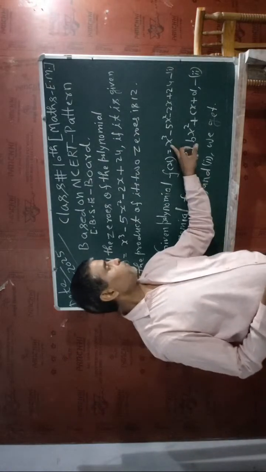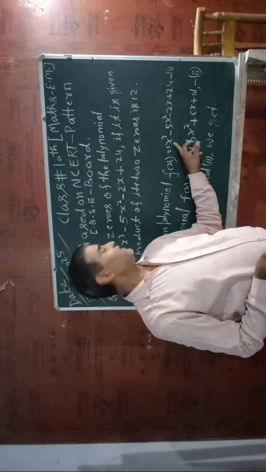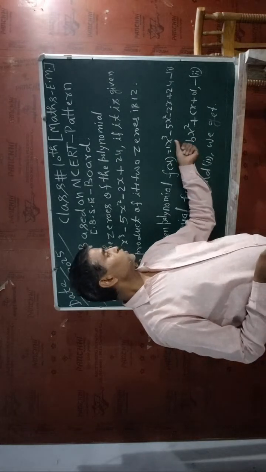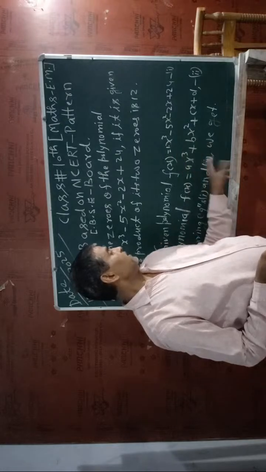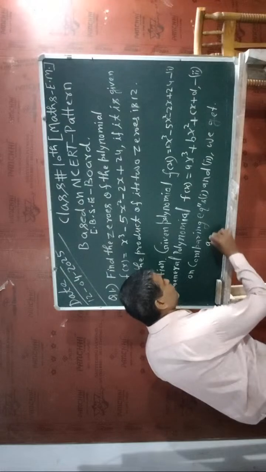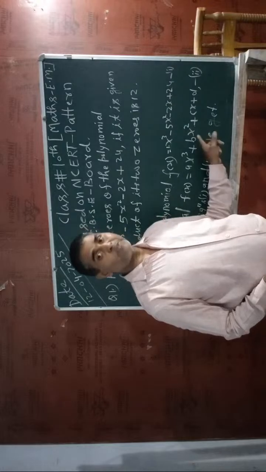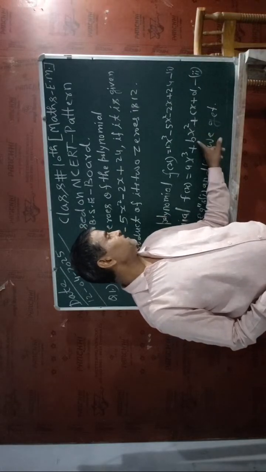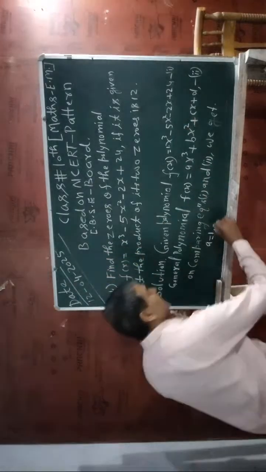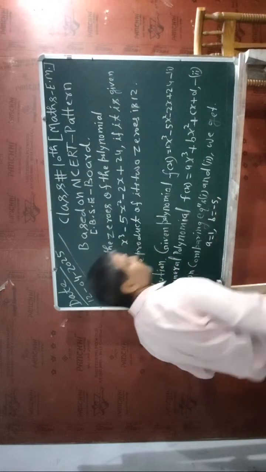Here the coefficient of x cube is 1, because if I multiply 1 into x cube, that will become x cube. So the coefficient of x cube is 1, and here the coefficient of x cube is a. So I will write a is equal to 1. Now the second term: the coefficient of x square is available as minus 5 here. So I will write b is equal to minus 5.